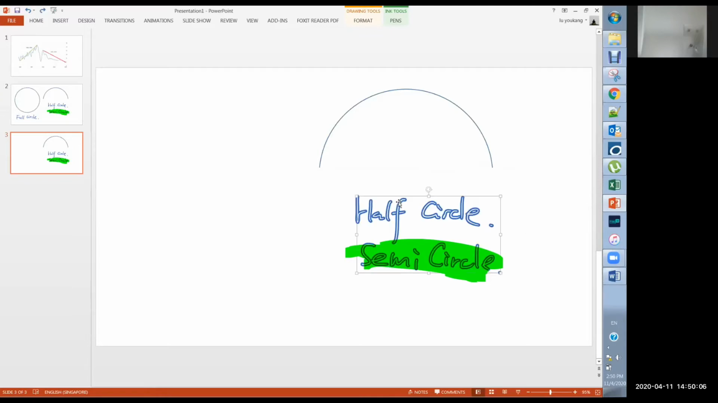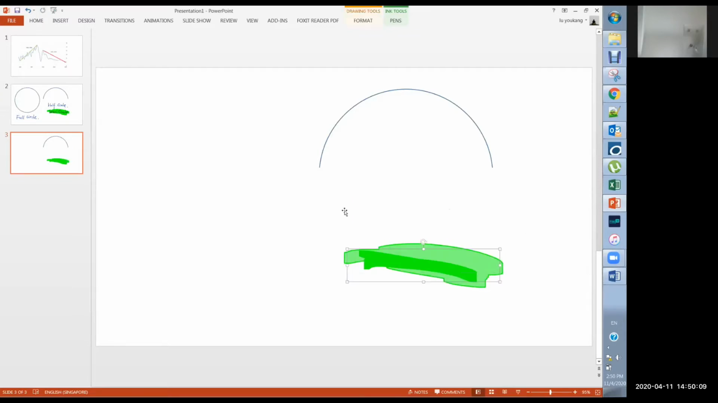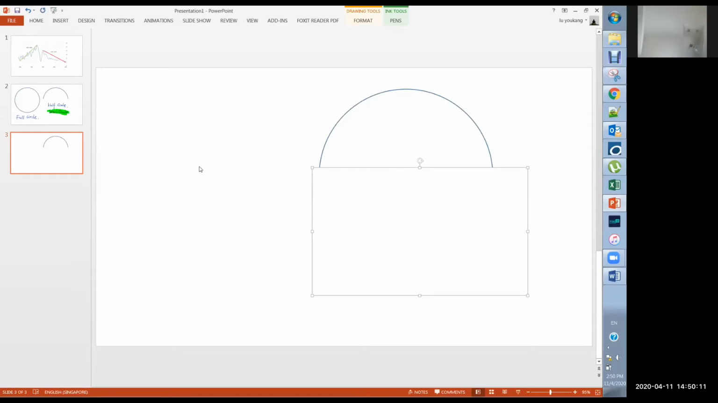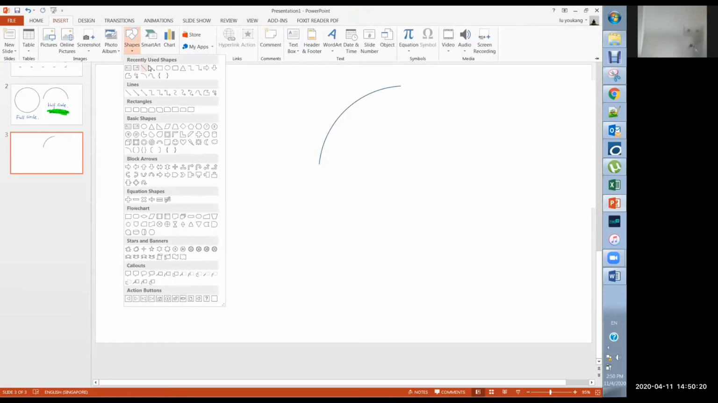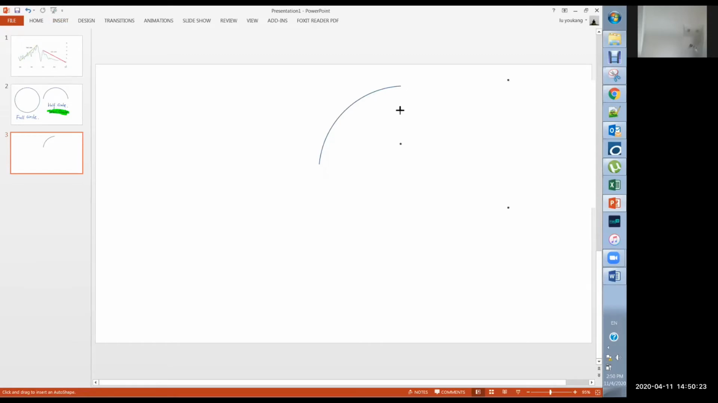After you have this, then we continue. So what is this called? So you have a... what is this called? A quarter of a circle. Very good. So this is a quarter circle.